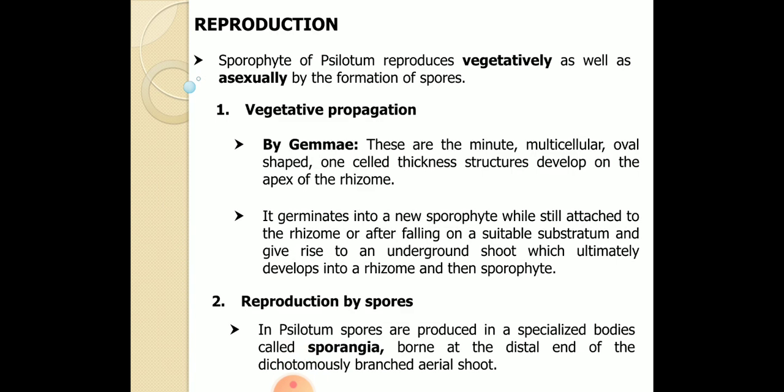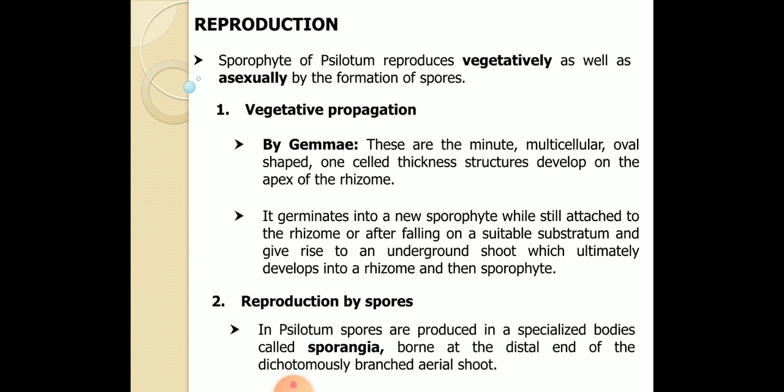Psilotum is generally referred to as a whisk fern, or it is also called a rootless, leafless pteridophyte. From the reproduction point of view, Psilotum reproduces vegetatively as well as asexually. They reproduce by the formation of spores.